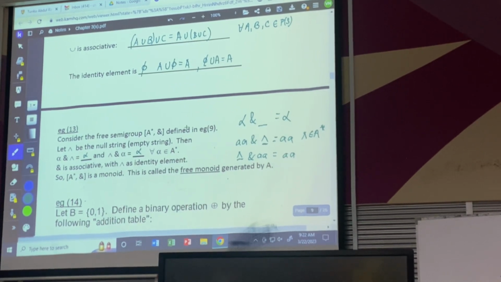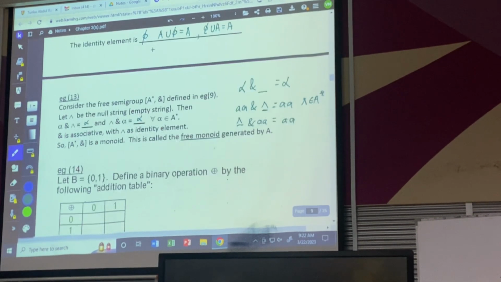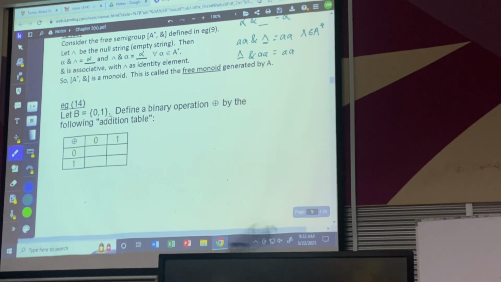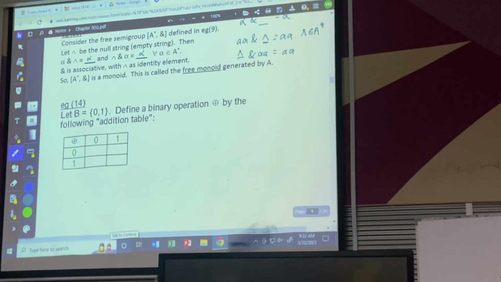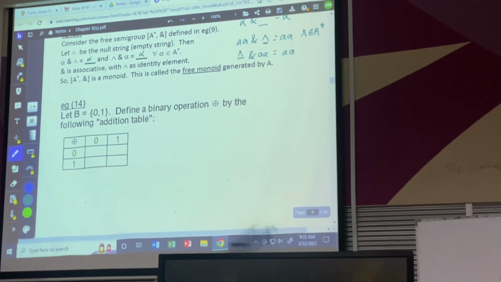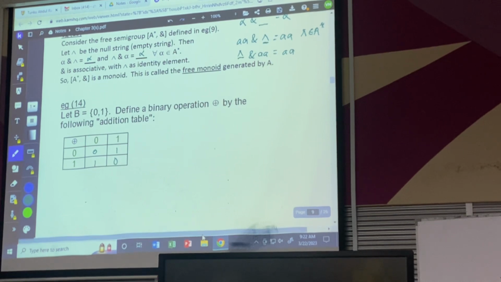Okay? Now, the next example is 14 here. Now, B is a set of 0 and 1. We want to define the binary operation. What is this operator? Still remember? 0, 0 is what? 0. 0, 1? 1. 1, 0? 1. 1, 1? 0. Okay, so this is for exclusive OR, right?